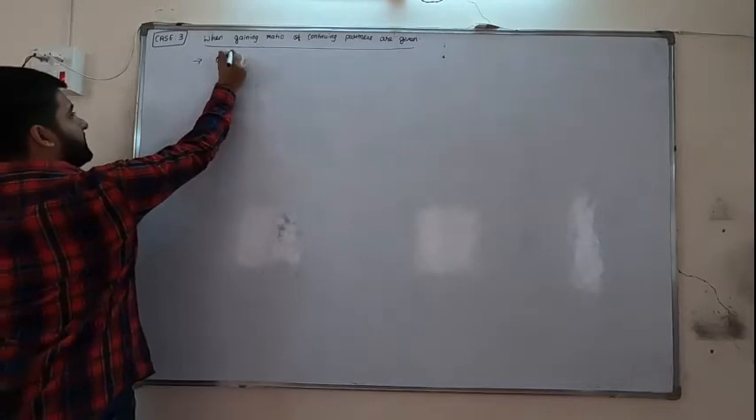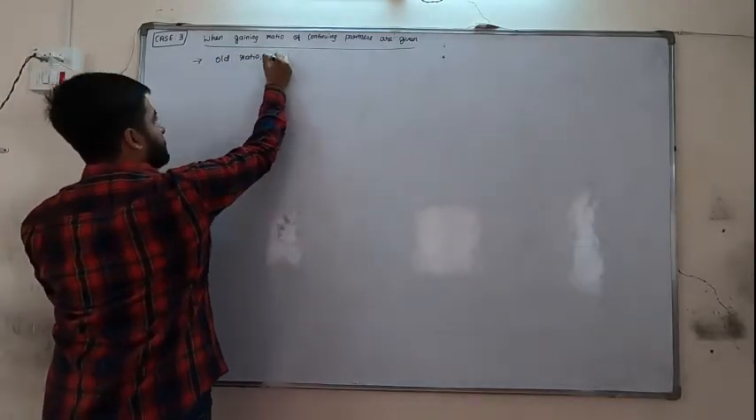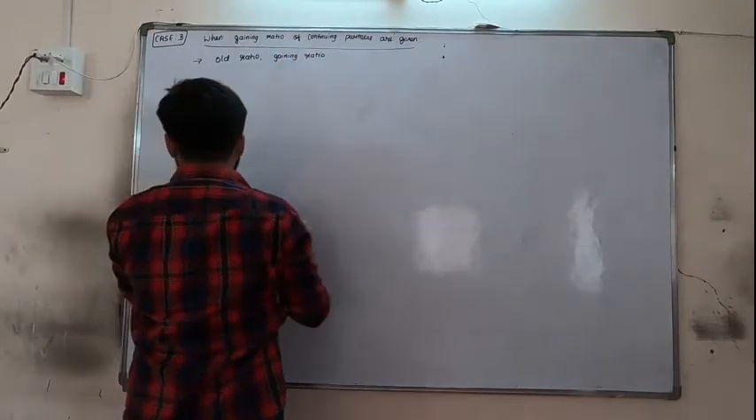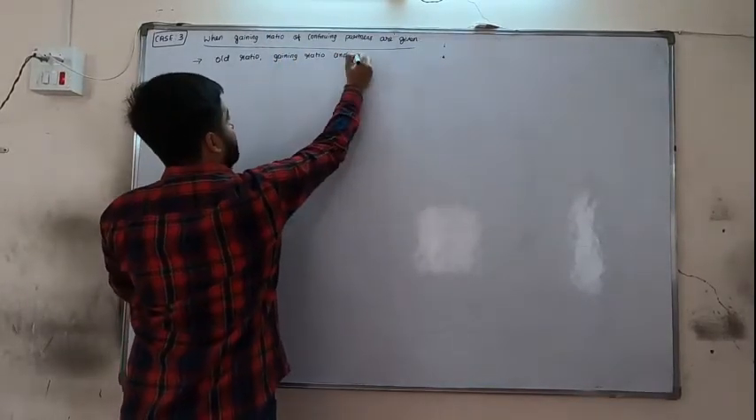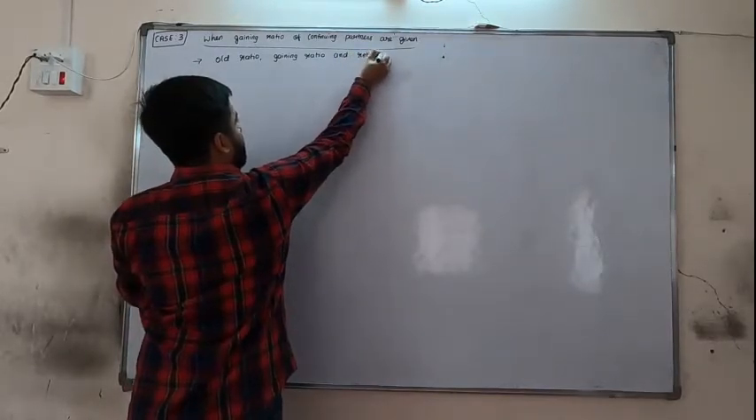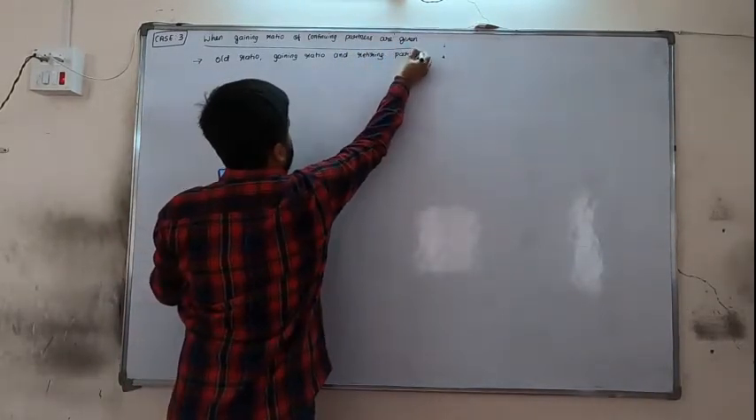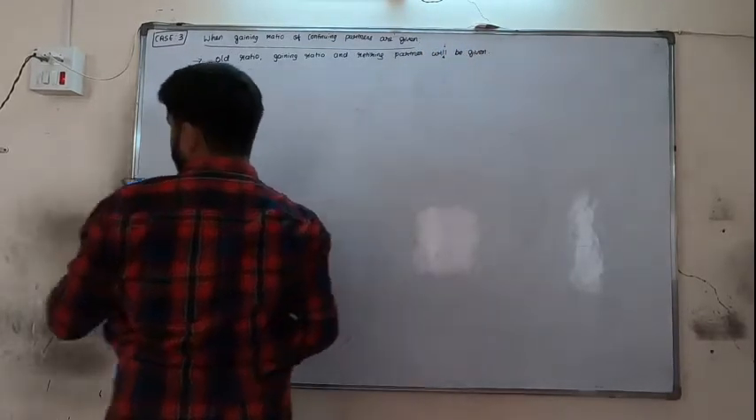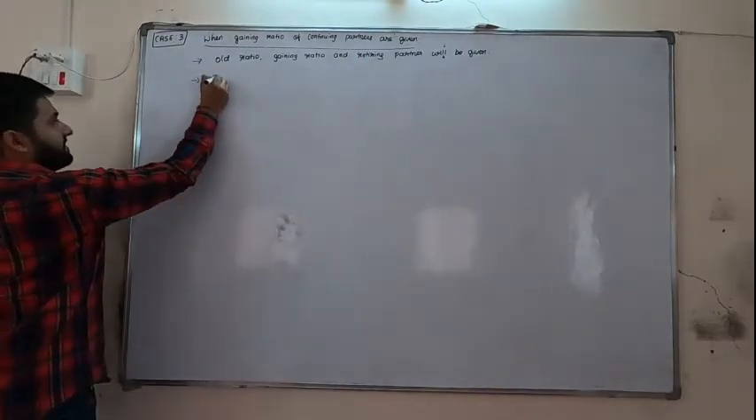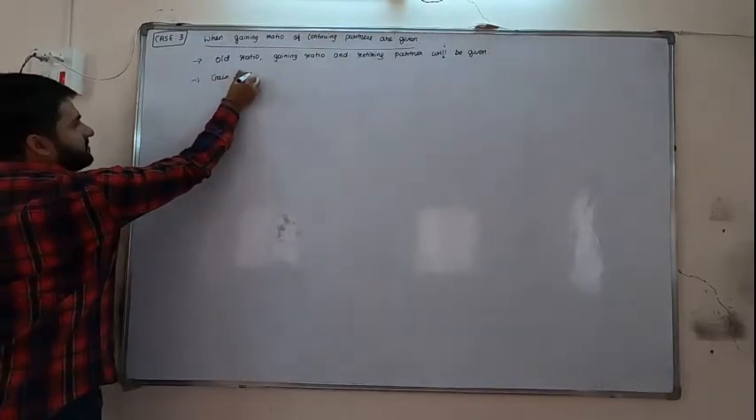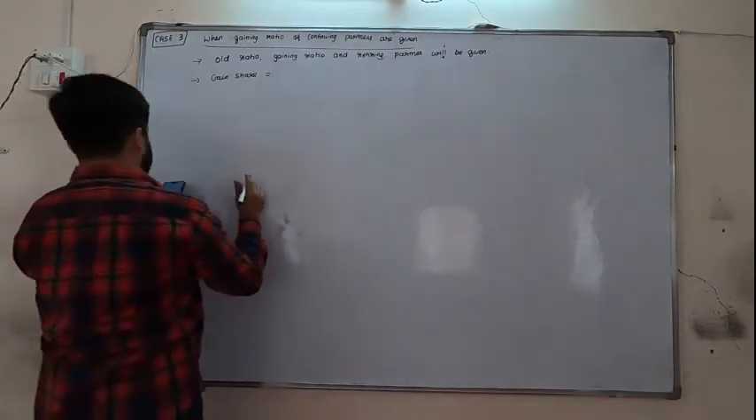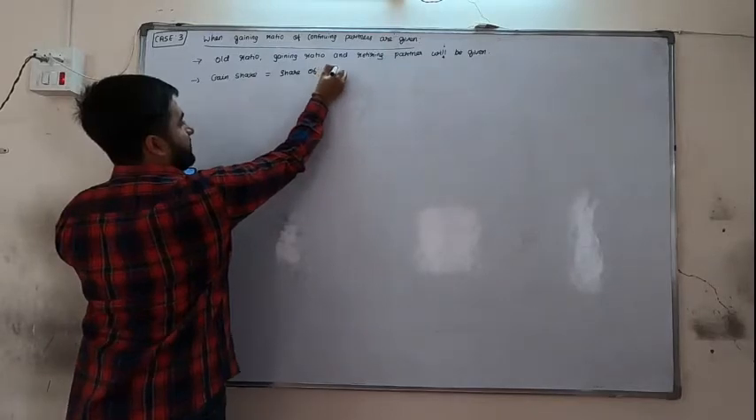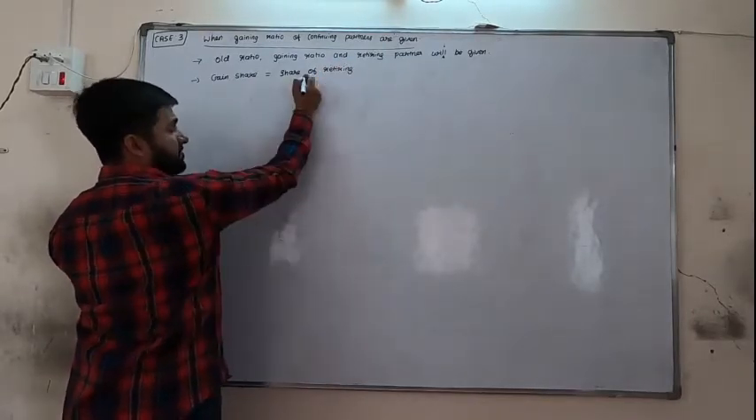So what things will be given in the sum? Now we are writing old ratio, gaining ratio, and the retiring partner will be given. Now, as I said, gain share is not given, so first we will calculate gain share is equal to share of retiring partner. In the previous chapter, one partner is admitted, so share of new partner.